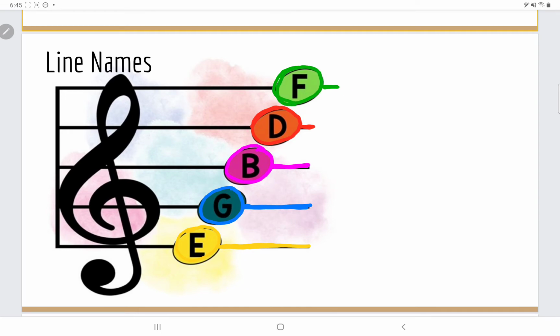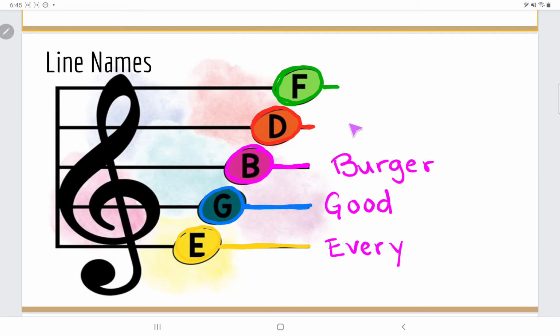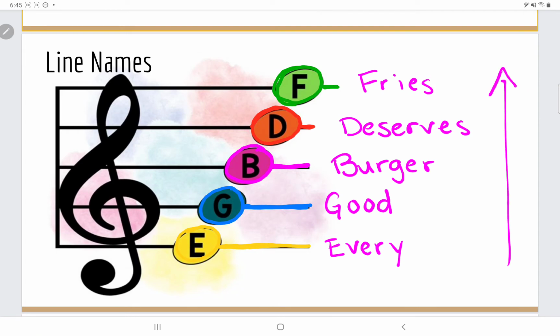A way that we can remember all of these note names is with this really fun sentence. So what we like to say is every good burger deserves fries. And I know it's kind of a silly sentence, and it's kind of weird to read something from the bottom up, but this silly sentence actually helps us remember our line names.